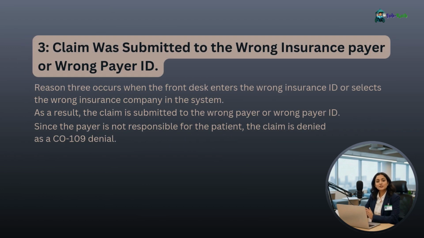Reason 3 occurs when the front desk enters the wrong insurance ID or selects the wrong insurance company in the system. As a result, the claim is submitted to the wrong payer or wrong payer ID. Since the payer is not responsible for the patient, the claim is denied as a CO-109 denial.